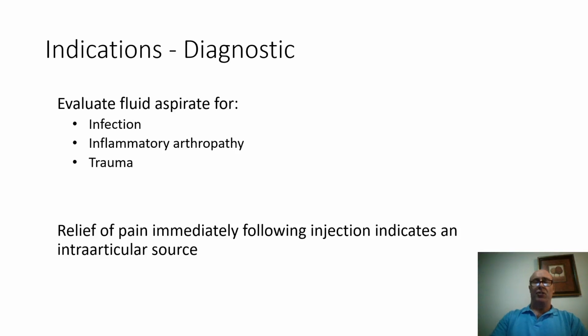Some of the indications for injections are for diagnostic purposes, where any fluid aspirated is sent for lab testing to assess for infection or the presence of an inflammatory process or trauma. If you aspirate a joint and you find a hemarthrosis, especially with fatty globules in it, that may represent an intra-articular fracture. Often with an arthritic joint, one will inject a local anesthetic, and if the pain is relieved immediately, that helps diagnose that the pain is from the joint.